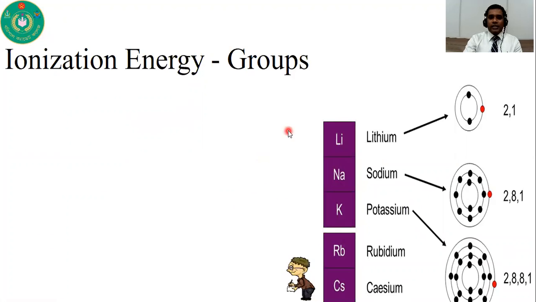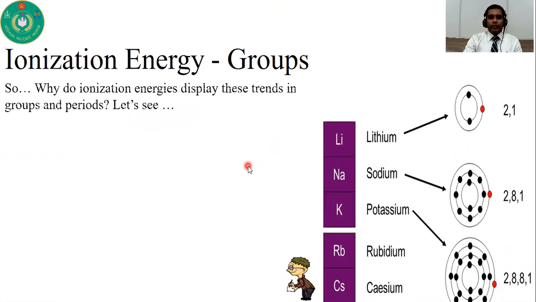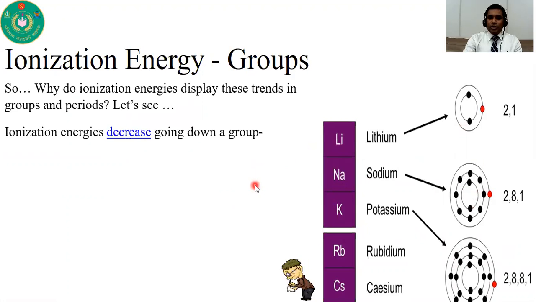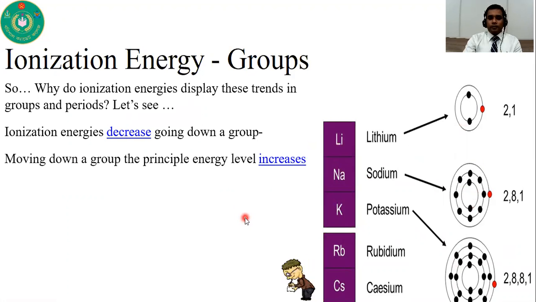So ionization energy changes in groups. Here I set an example of the first group, that is alkali. Ionization energy decreases when we go top to bottom. Why? Moving down a group, the principal energy shell increases. Here you can see that its atomic number is 3, its atomic number is 11, its atomic number is 19. When you go from top to bottom, with the increase of atomic number, the electron number also increases, and there is a new addition of energy shell.